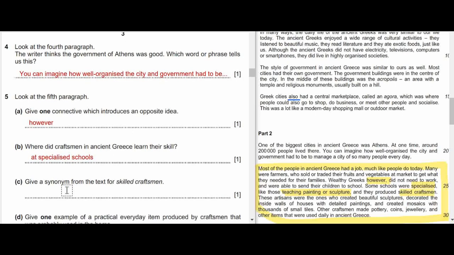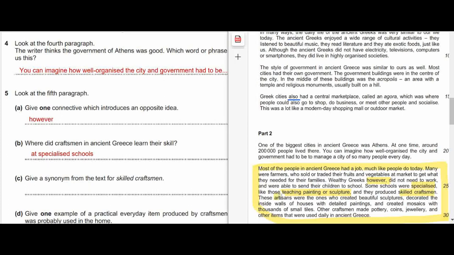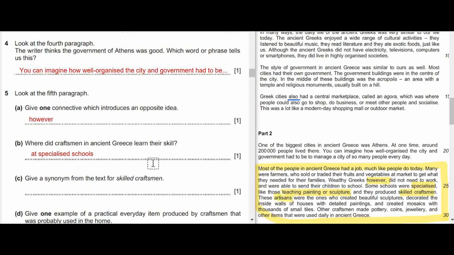Give a synonym from the text for skilled craftsmen. Still in here, 10 seconds from now. You got your answer? Let's open up. One hint is that usually the answers will be in order according to the line. So if you got specialized school, then the next answer will be after this line. This one, it's an artisan. So here we go, this is our answer. Artisans.